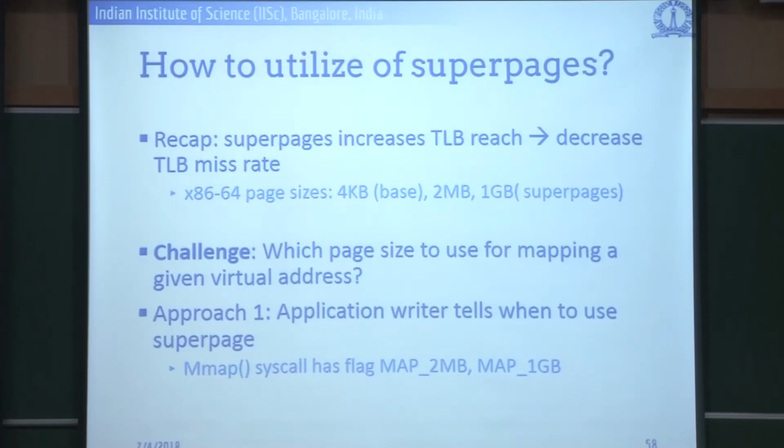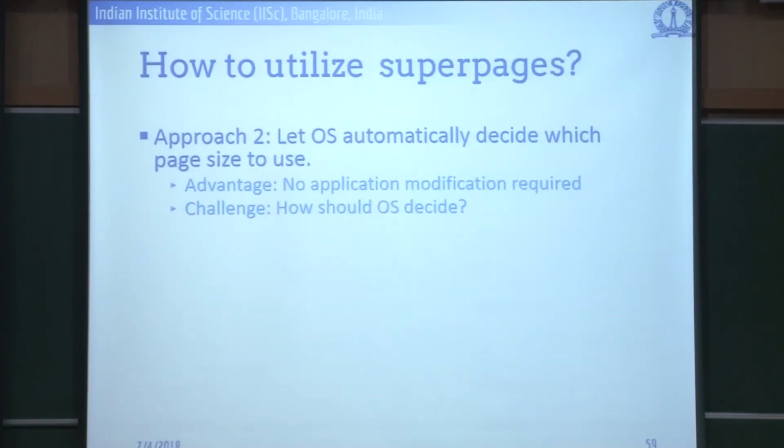So there is approach 2. This is implemented in the operating system, which automatically tries to figure out what page size to use. This is already implemented in Linux. It's called transparent huge page, or THP. I will discuss some of it in the evening, when we'll have a hands-on on what the impact of THP is on your system.